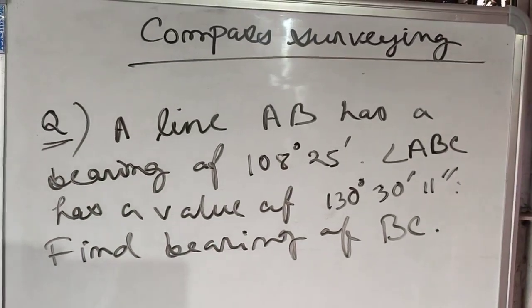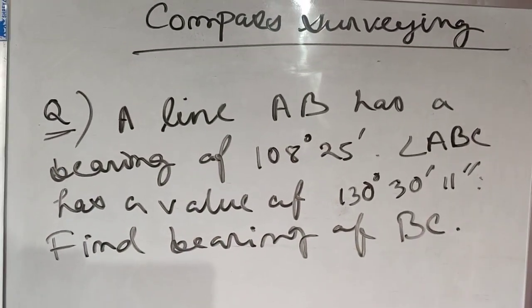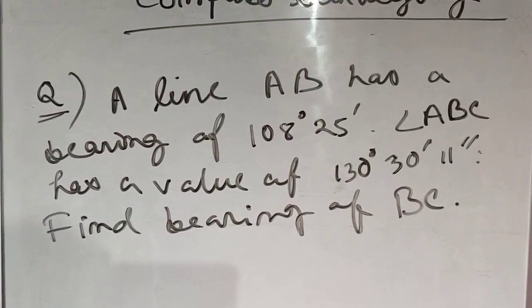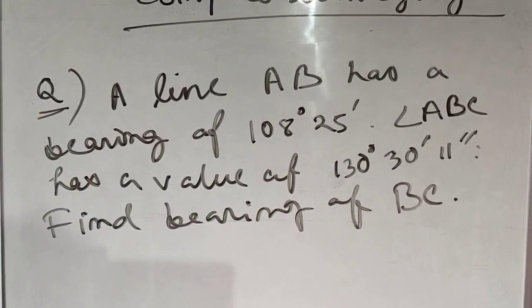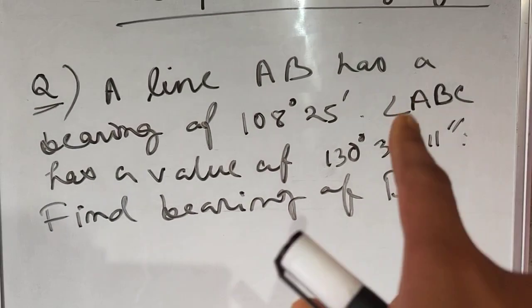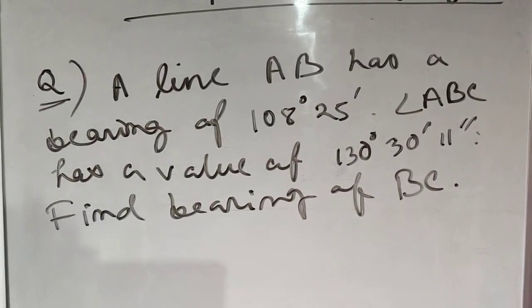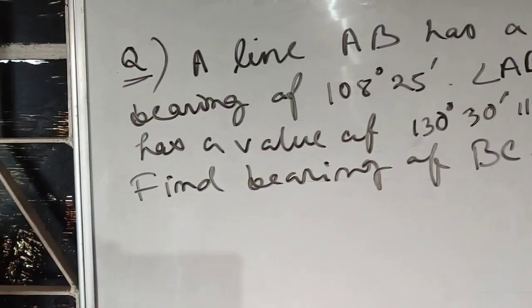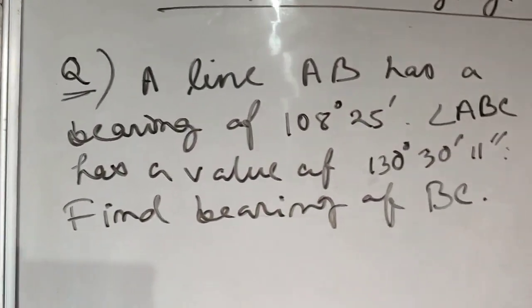So next we'll try and solve this problem of bearing. A line AB has a bearing of 108 degree 25 minutes. Angle ABC has a value of 130 degree 30 minutes 11 seconds. So we need to find the bearing of BC. So first of all, we need to draw the problem.